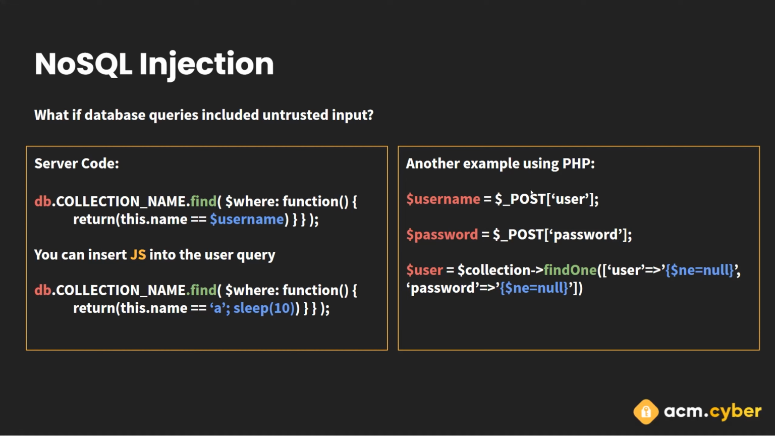Another example here is using PHP. Let's say we collected the username and password from a post request, and then we access the collection and use the function find one. For the username input, we put this query operator here, which is not equal to null. Basically, we want to return the entry from the collection where the username is not equal to null and the password is not equal to null. Now, if we assume that in a username password database there would actually be a value for the username and password, this would return the first entry within that particular database and might allow us to log in.